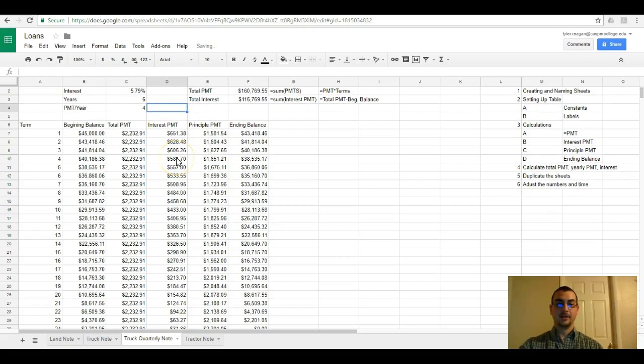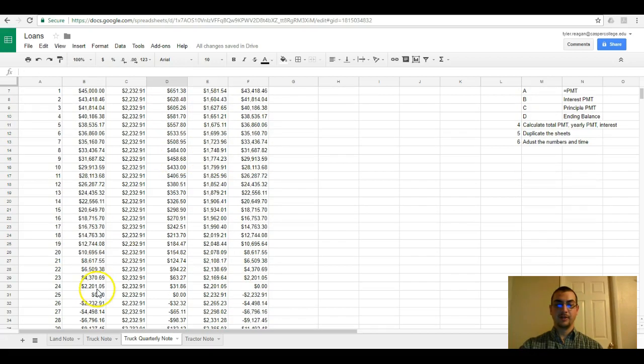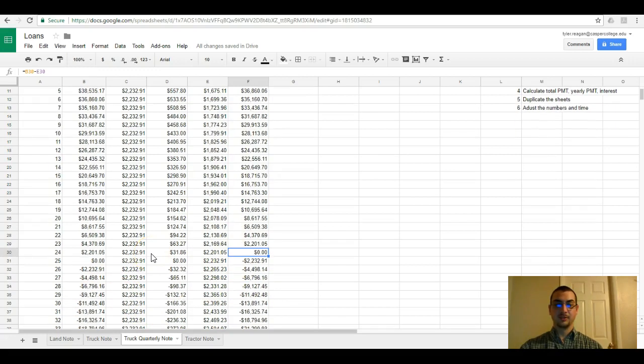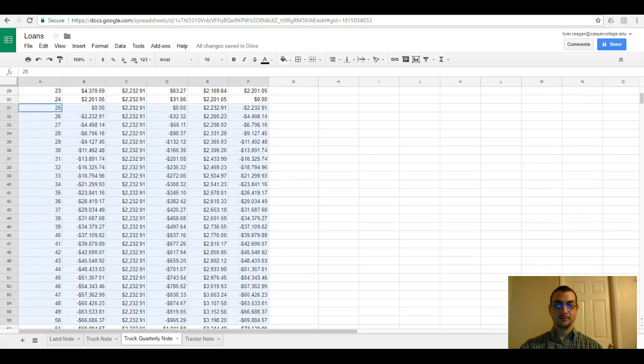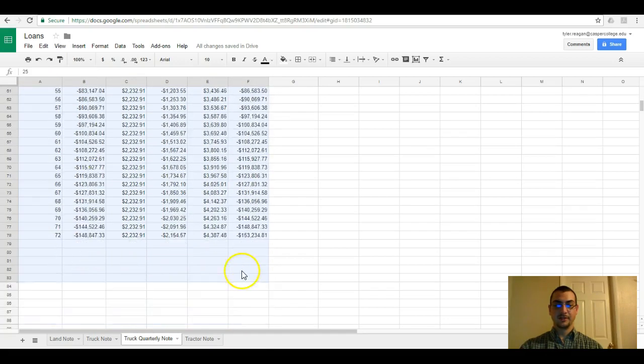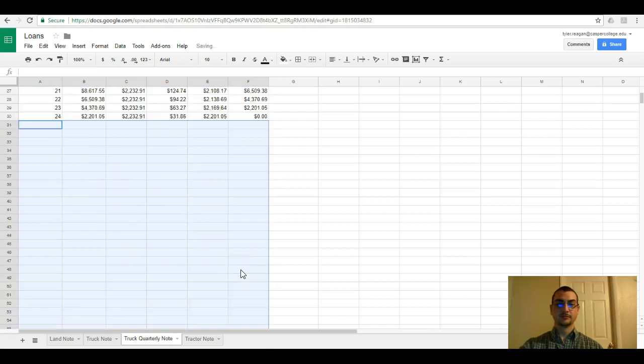So let's go ahead and look. Now we come down here to payment number 24. Lo and behold, that's when it goes to 0. So everything below the 24th payment is irrelevant now. So if you create an amortization table that looks like that, you want to come right here and go down and just go ahead and delete all this extra information.